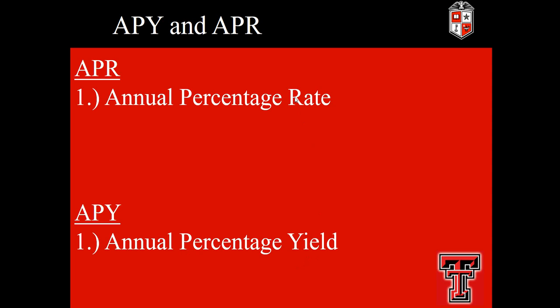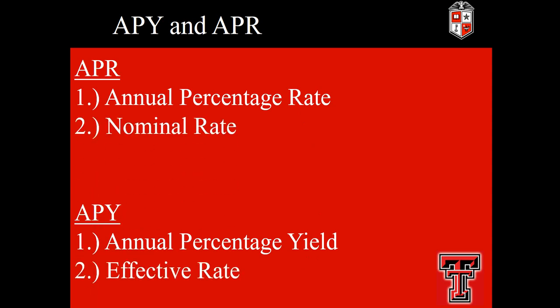The second thing that I really want you to know is they're kind of pseudonyms. What else do they go by? They're also known as names. For the APR, that will be the nominal rate. For APY, that is the effective rate. And we will touch on why they have these two differences in names.